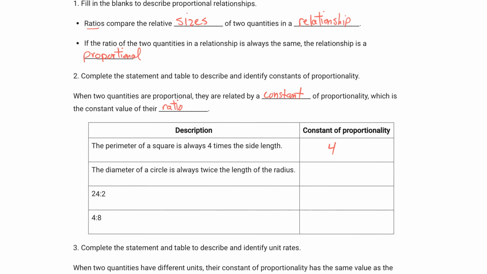The diameter of a circle is twice the length of the radius. So that constant of proportionality, since it's twice, is 2. And when we have 24 over 2, that constant of proportionality is really, simplify that fraction. It's a fancy term for just what's going on from one number to the next. The first number is 12 times the size of the second. And in this last one, 4/8, the constant of proportionality is 1/2. Remember also, this is equal to 24 over 2, and this is equal to 4 over 8. So you're just simplifying those fractions.